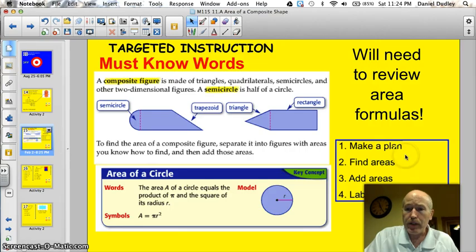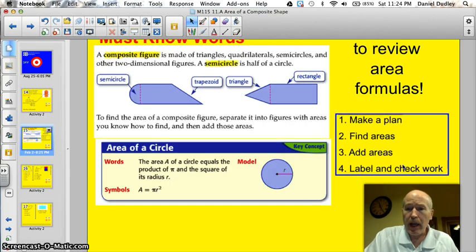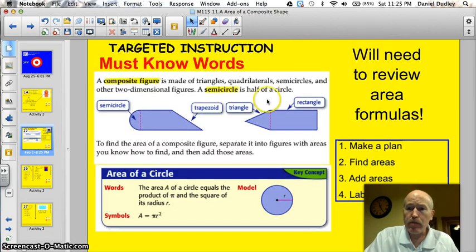So here's our plan for tonight. We first make a plan. Then we find the areas. Then we add the areas together, and then we label and we check our work. Let's first review some of the area formulas.